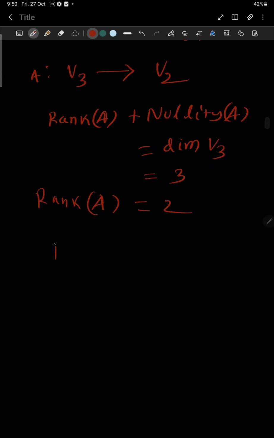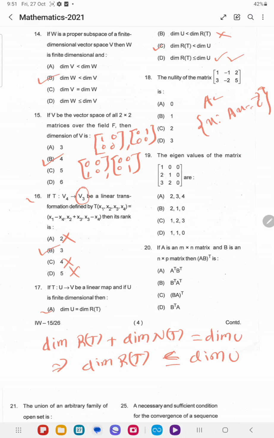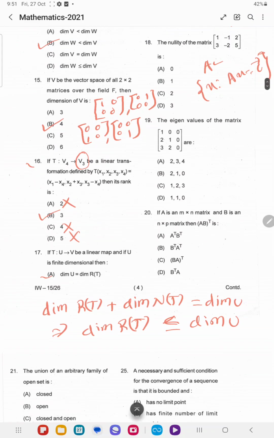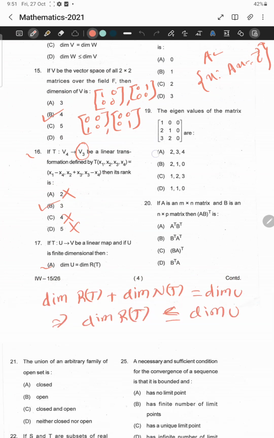So the nullity will be 3 minus 2 equals 1. So the nullity is 1, and 1 is the right answer. So option B is true. Nullity is 1.